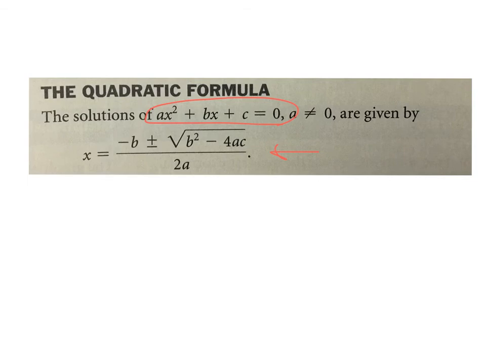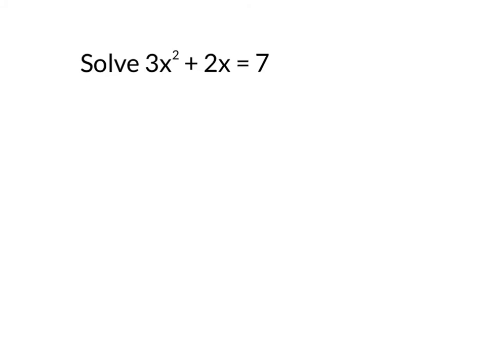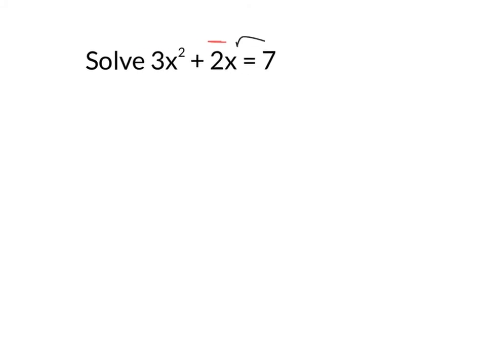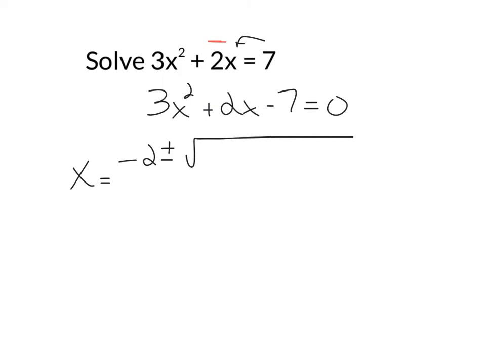Another way to solve them. Let me show you one. All right, solve this one by, we're going to do quadratic formula because that 2 there is kind of nasty. So do this first. Take the 7 over there like we've been doing. So I got 3x squared plus 2x minus 7 equals 0. And here I go. x equals negative b, which is negative 2, plus or minus the square root of b squared, which is 4, minus 4a, which is 3, c, which is negative 7, all over 2a, so 2 times 3.